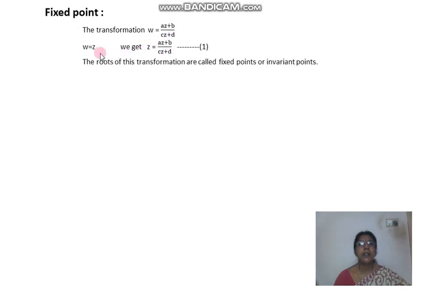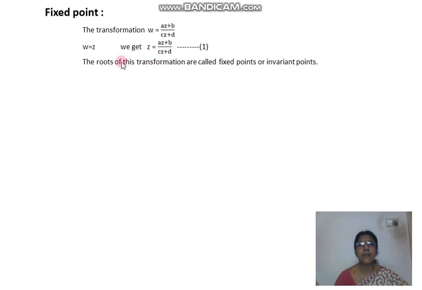Okay ma, our next topic is fixed point. Let the transformation W is equal to (AZ plus B) by (CZ plus D), which is a Mobius transformation. Already we know that. Suppose you put W is equal to Z, what we get? Z is equal to (AZ plus B) by (CZ plus D). The roots of this equation 1 are called fixed points or invariant points. Another name is invariant points.